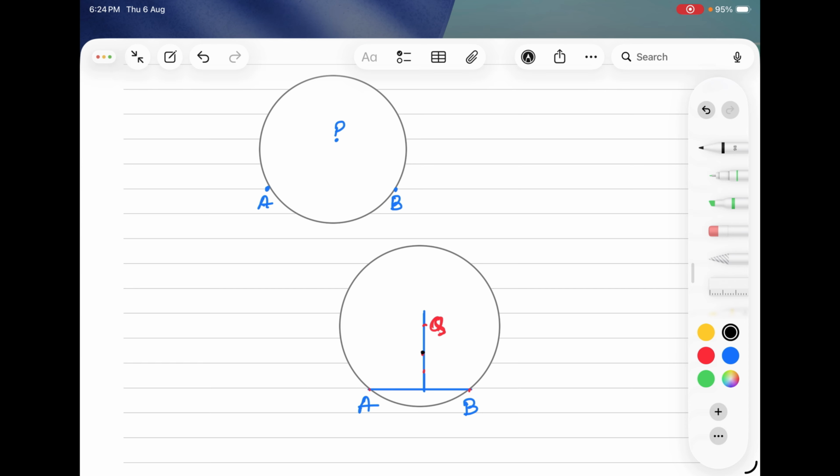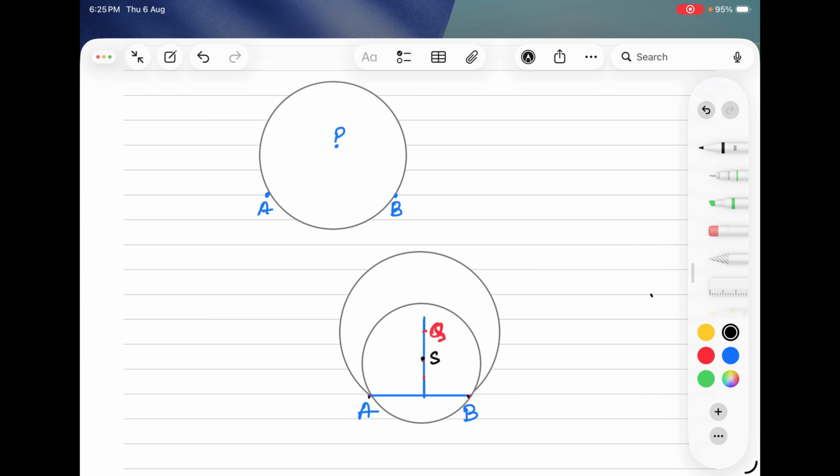If you take this point as center, name it S. So S is equidistant from A and B, so S is the center of another circle. In this circle, S is the center and it passes through the points A and B. So in this way you can draw more circles which pass through A and B.